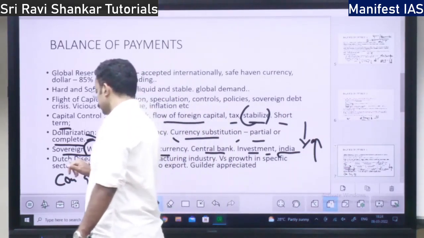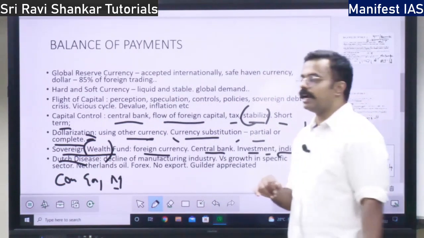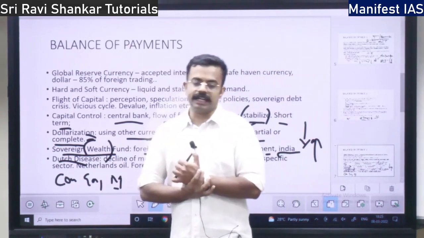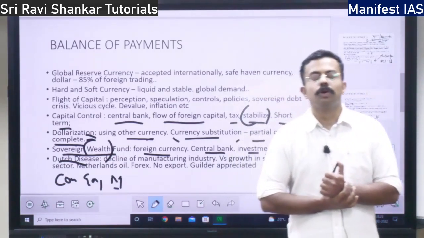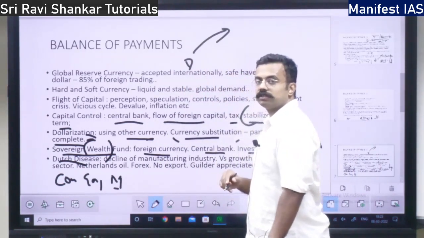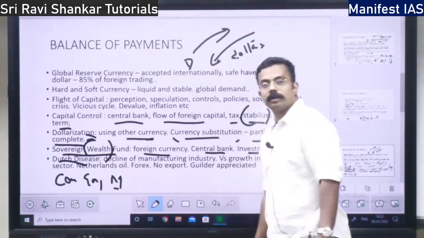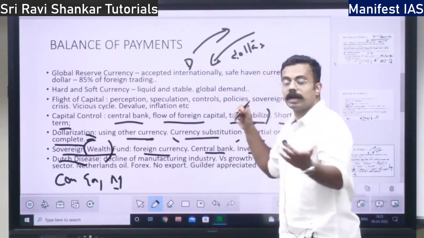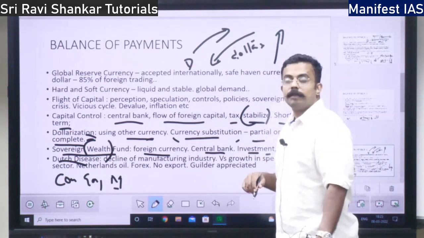Next you have Dutch disease. Dutch, which country is called Dutch? Netherlands. Netherlands is called as Dutch. So what happens? See, what does this Dutch disease mean? In Dutch there was excess discovery of oil. So what happened? There was too much export of oil from Netherlands. When too much export happened, a lot of foreign currency, dollar, came into Netherlands. So when a lot of dollar came to Netherlands, what happened? When more foreign currency comes into a country, what happens? The currency appreciates. Currency price will appreciate.